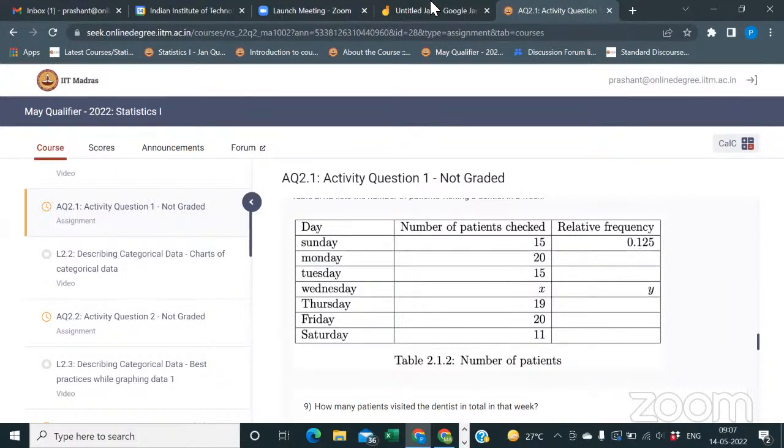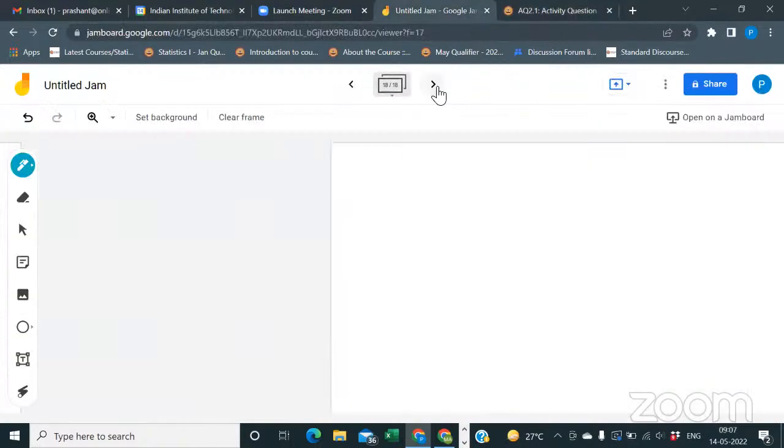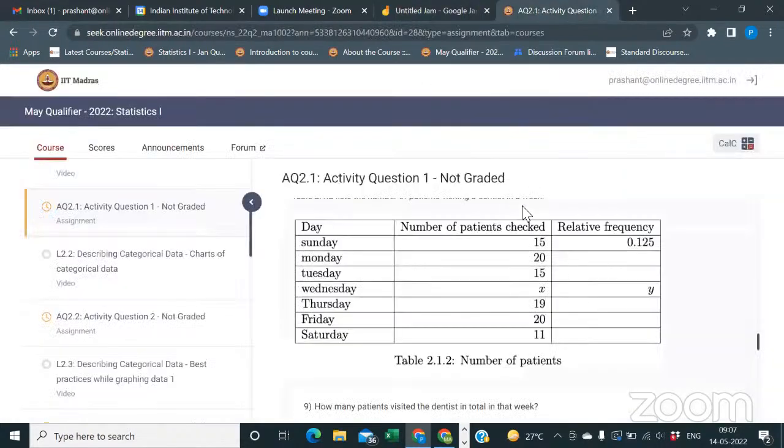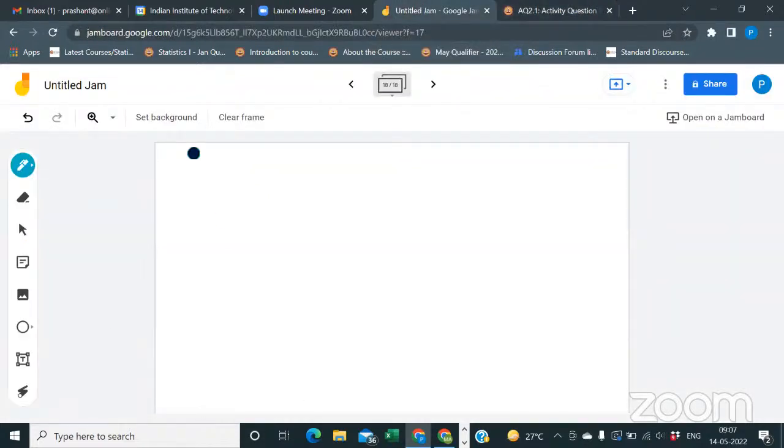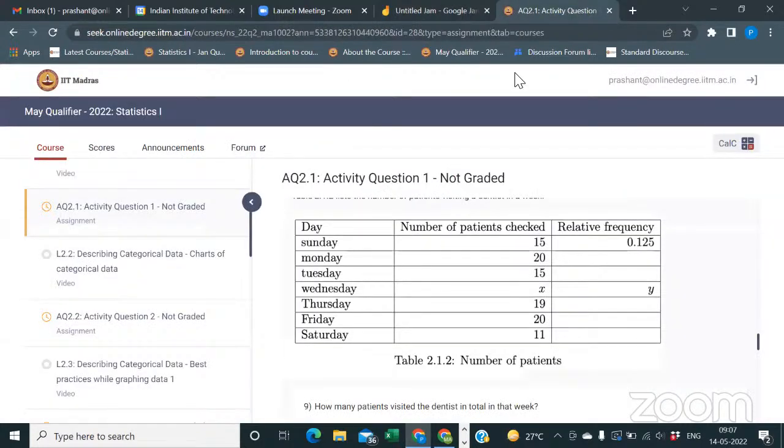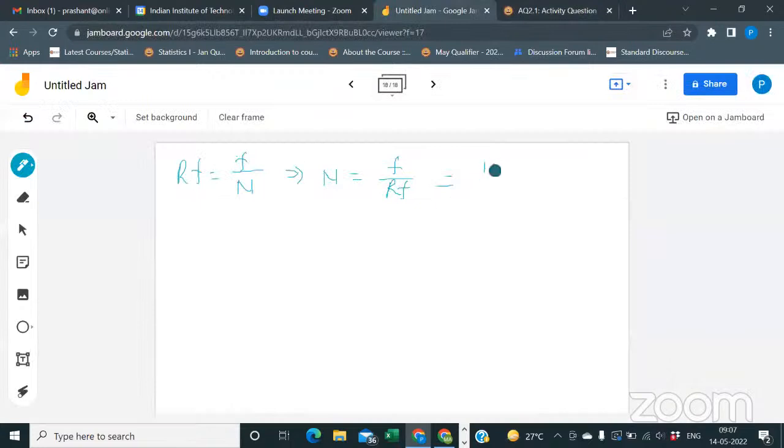I'm saying, what is the value of total number of patients? In the first row, 15. You have relative frequency equal to frequency upon n. So n will be frequency upon relative frequency. For 15 the relative frequency is 0.125, so it will be 15 upon 0.125.